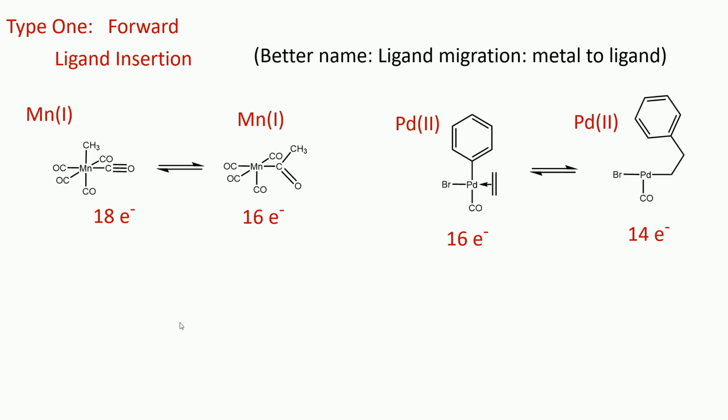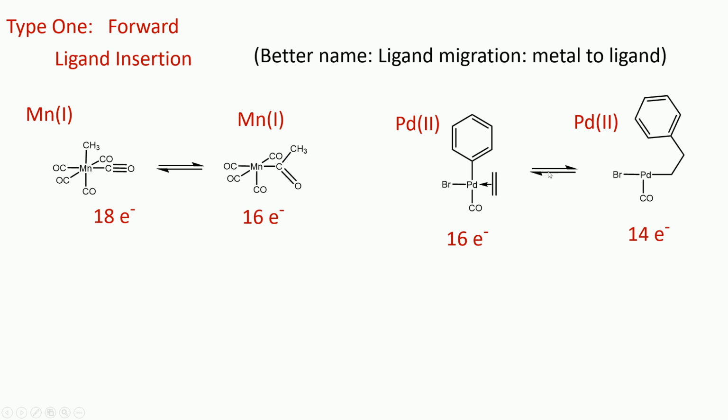Now this is one which really needs a better name. People call this ligand insertion, but what it really is that ligands can migrate from the metal to another ligand. So here we have a methyl on a manganese, and the methyl can migrate to one of the carbonyls and form an acyl compound. This is called ligand insertion because you can think of this as taking the CO and inserting it into the manganese methyl bond. A better name, though, would be ligand migration, where the methyl migrates from the manganese to the carbon. So this is forming an acyl compound from an alkyl compound.